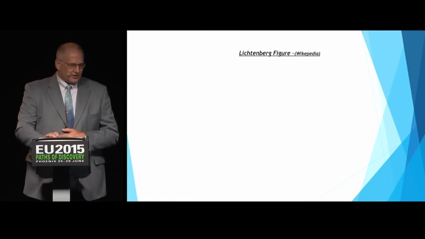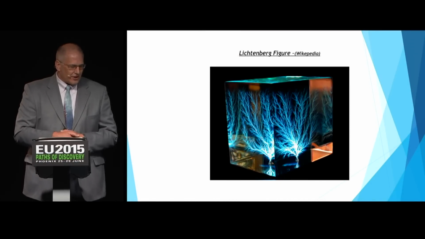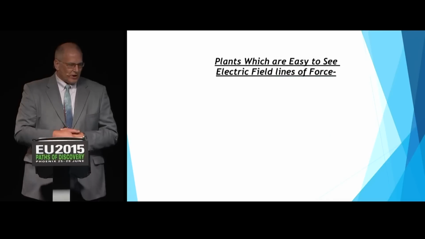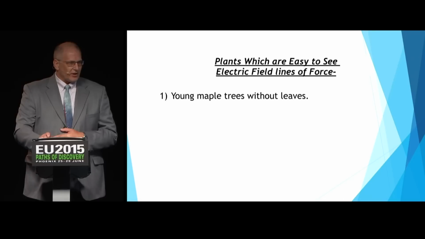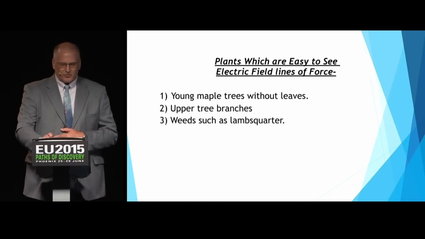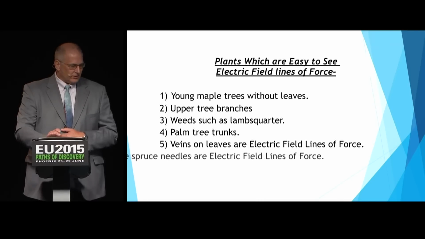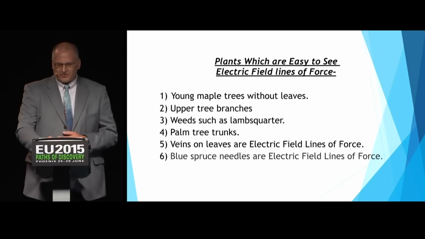So you're familiar with the Lichtenberg figure. It's a charged block of plastic, and it's quickly discharged, and it ends up showing electric field lines of force. It's a physical record of electric flow. Plants in which it's easy to see electric field lines of force: young maple trees without leaves, upper tree branches, weeds such as lamb's quarter, palm tree trunks. Veins on leaves are electric field lines of force. Blue spruce needles are electric field lines of force.